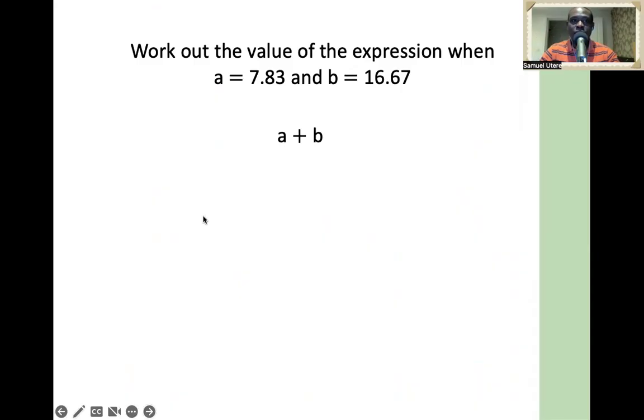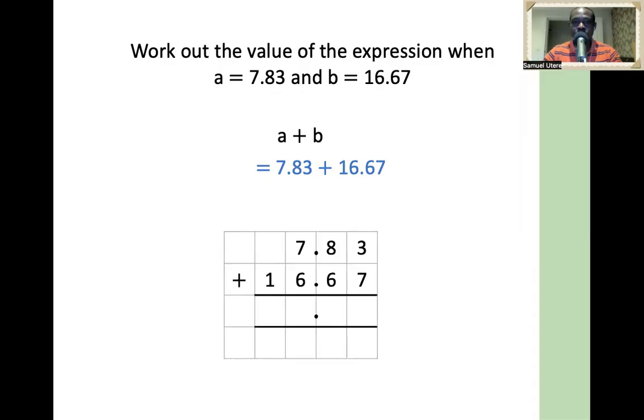So here we're asked, work out the value of the expression when A is 7.83 and B is 16.67. Now, here is what they want you to work out. So what we do is we substitute this value here in place of A, and we substitute this value here in place of B. Now, we use our formal method to add them, and that gives us this answer.